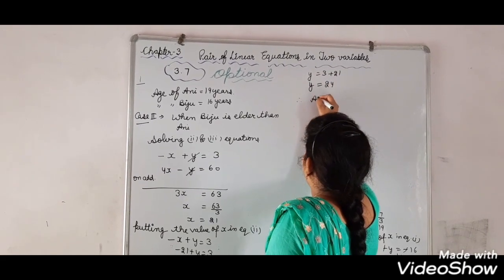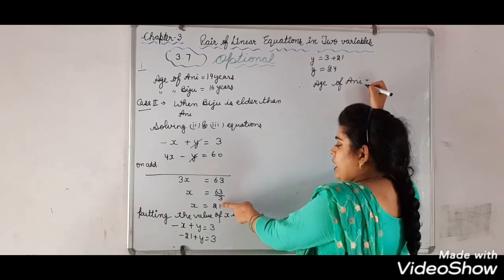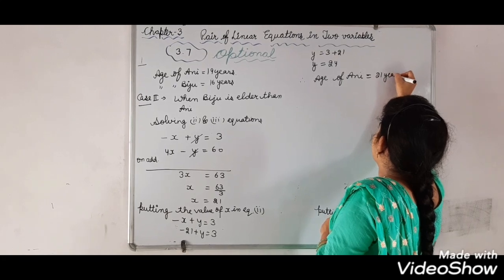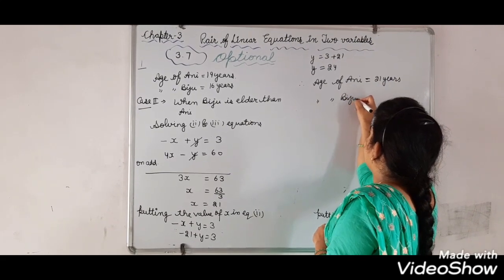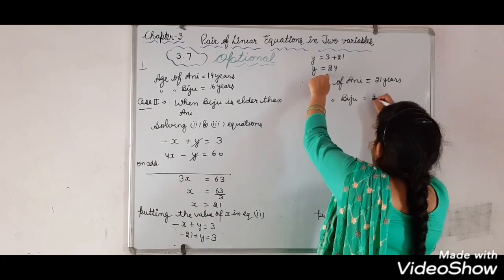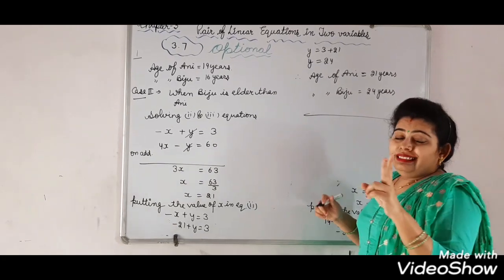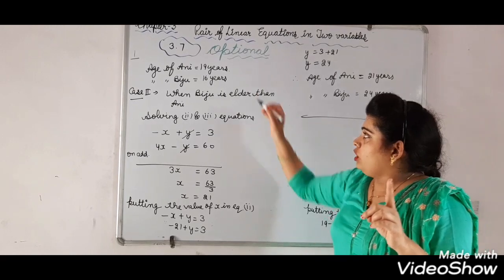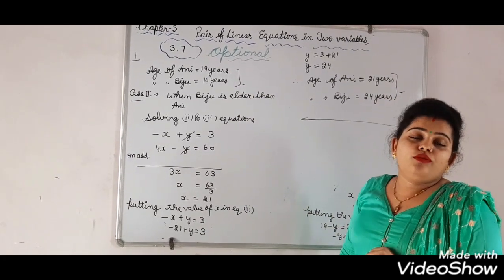So age of Ani is equal to x, x means 21 years. Age of Biju means y means 24 years. Now in this question two cases are there and in both cases answer is different. This is your first question.